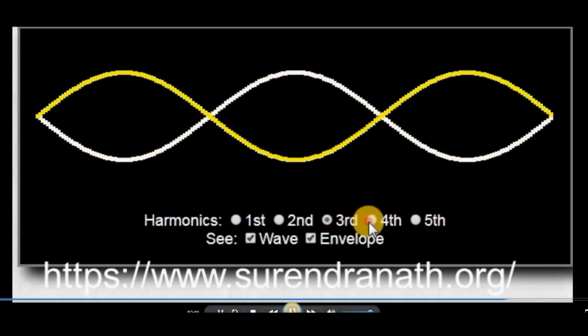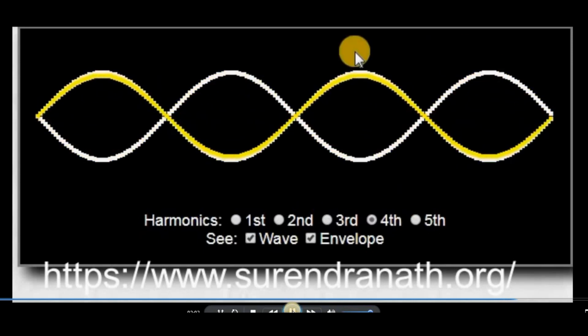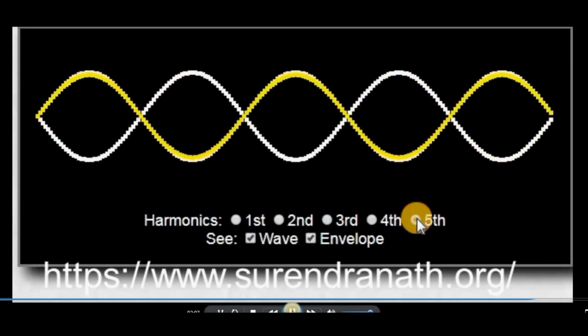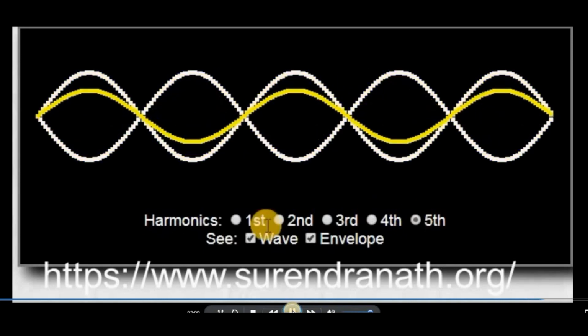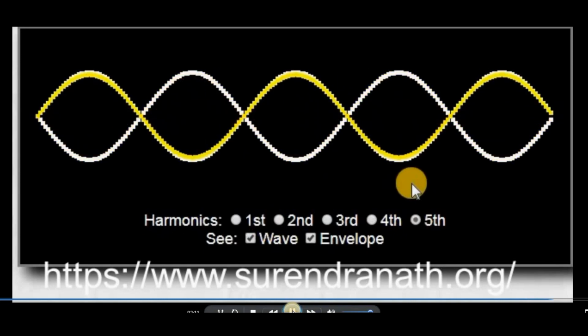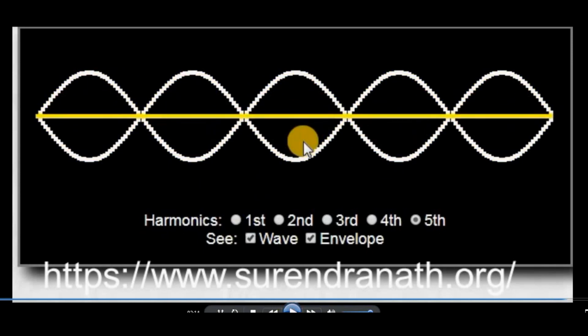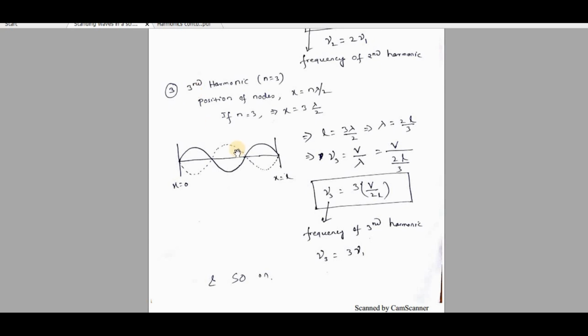Then if n is equal to 4, that is the fourth harmonic, this is the pattern of vibration. If n is equal to 5, this is the pattern of vibration. So in this way, you can understand the harmonic structure, and we have seen how the harmonics are formed when the string is fixed at both ends.